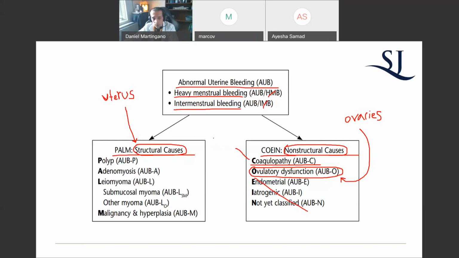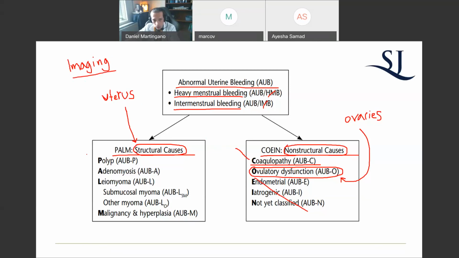We'll get into specifics, but just to briefly mention, so you have an idea of these concepts, reinforcement is helpful. A structural cause, what sort of tests do you figure you need to order to see if there's something structurally abnormal with the uterus? You have to have some sort of imaging, right? So you're going to order, to start, a pelvic ultrasound. That's where you start to look for structural causes.